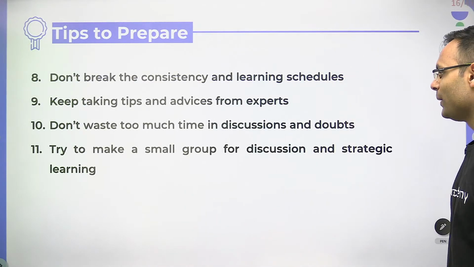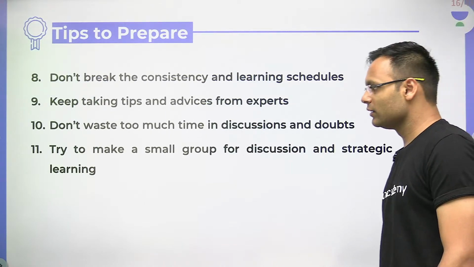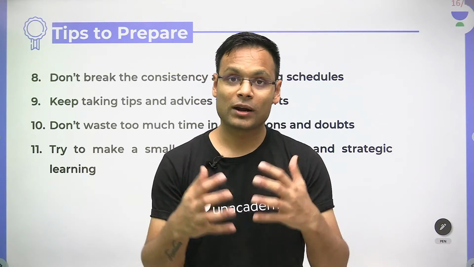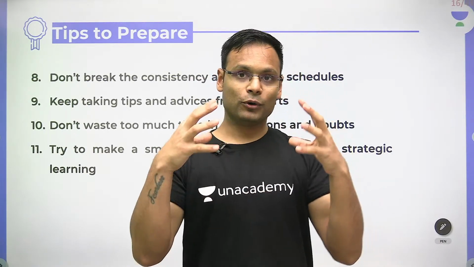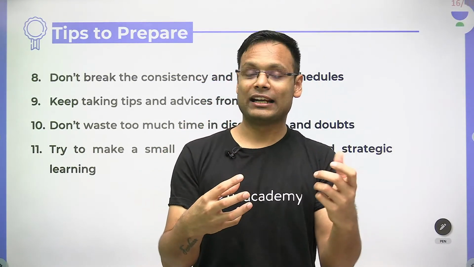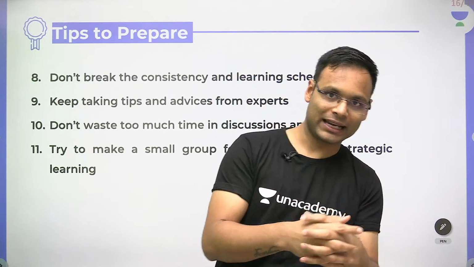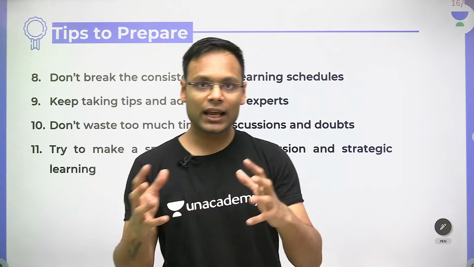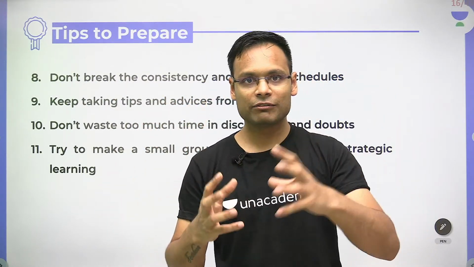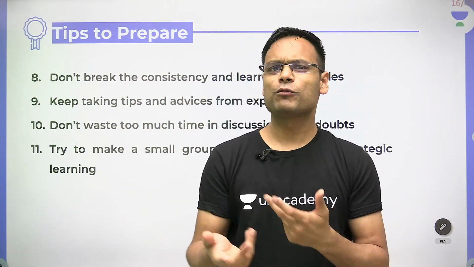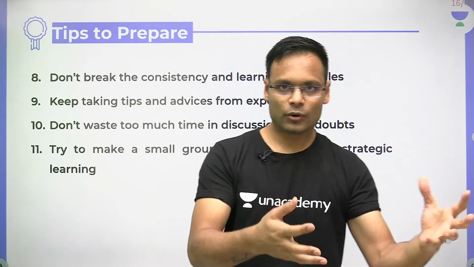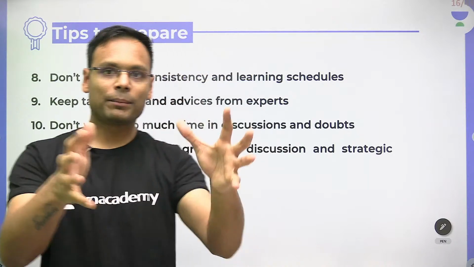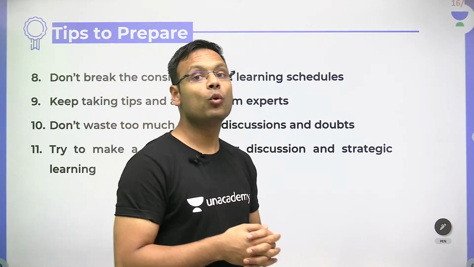Next, try to make a small group of discussion and strategic learning. If you have in your close group some students who are preparing for GATE, if you are connected with such kind of students who are preparing for GATE from self sources, free sources, and if you think like, okay, your mind frequency or learning frequency is matching with them, just make a group of 2 to 3 members. Okay, if in the same city physically you can meet or virtually you can meet, but keep a particular such kind of group if you want to.